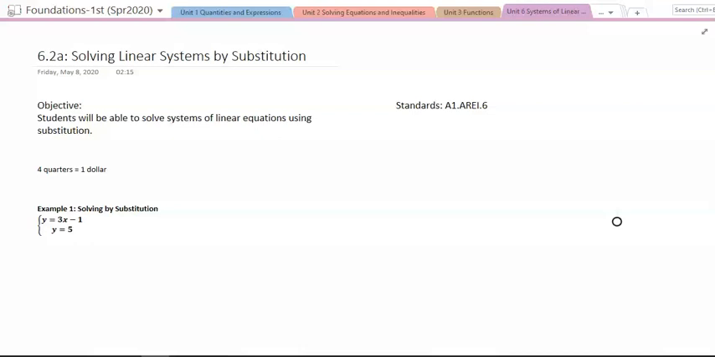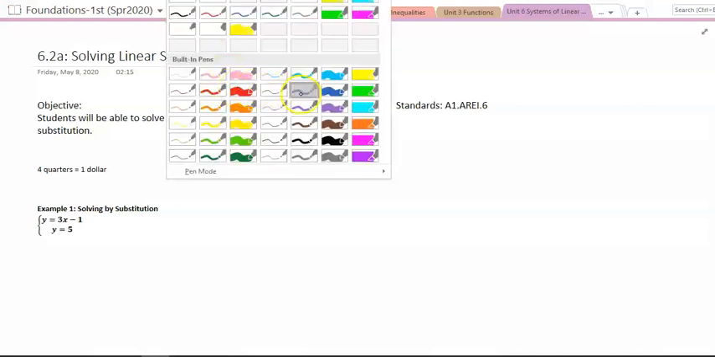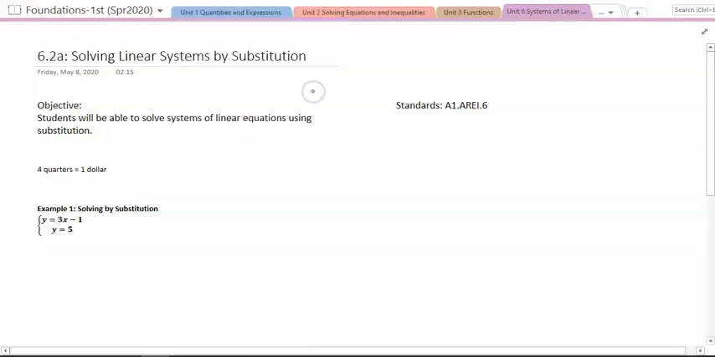So our objective today is that you'll be able to solve systems of linear equations using substitution. And again, this falls under our standard of AREI 0.6, and specifically in that standard, one of the subsections says that substitution is a standard.